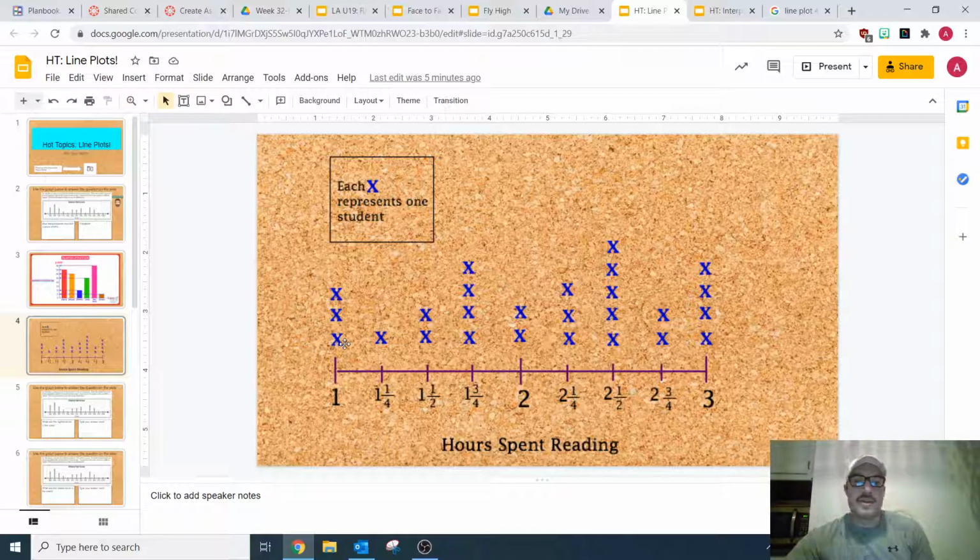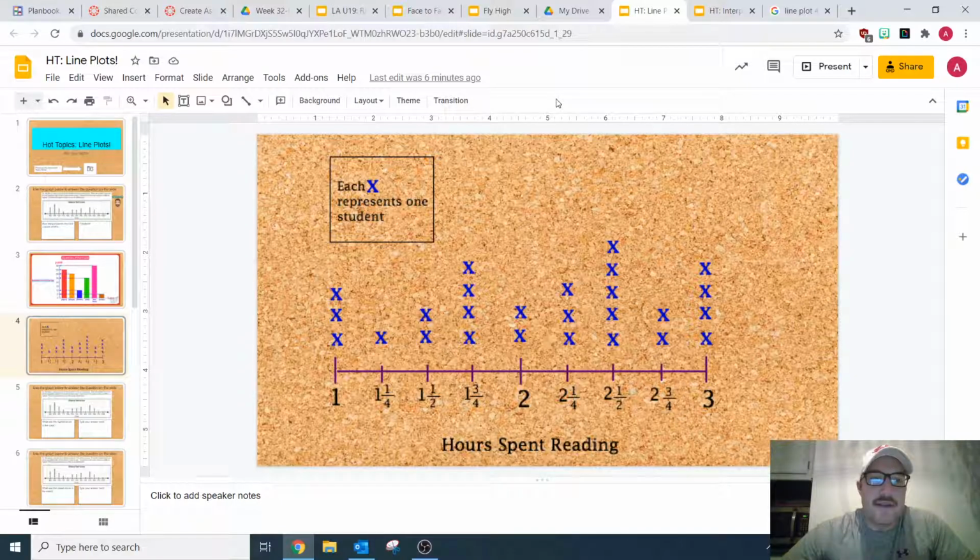You can also look at this and ask, how many students read for 3 hours last night? 4. Did more students read for 3 hours, or did more students read for 2 hours? Well, 4 students read for 3 hours and 2 students only read for 2. So you can see more people read for 3 hours than for 2. You can see a lot of different information here, and you're going to get an opportunity to not only interpret, but also practice making your own line plot.